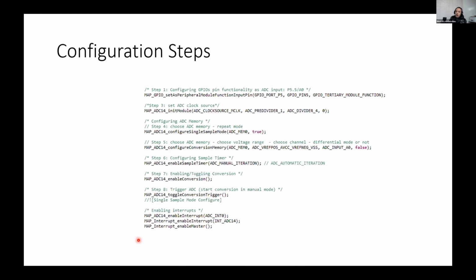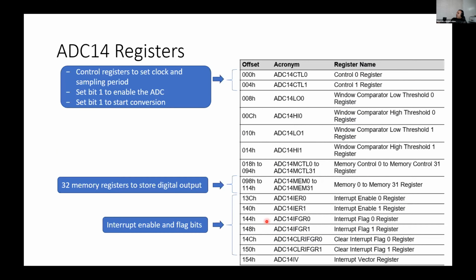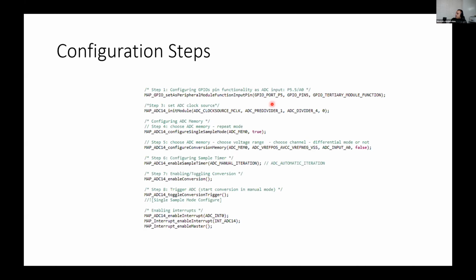Again, like UART, for example, you need to configure the modules that you're going to use. So for example, here, as I said, we will send the analog signal to pin 5.5, which is A0. So we need to configure the functionality of this pin. If you look at the data sheet of our microcontroller, you'll find that to set pin 5.5 to the ADC function, this is actually the tertiary function. Remember, GPIO, then primary, then secondary, then tertiary.